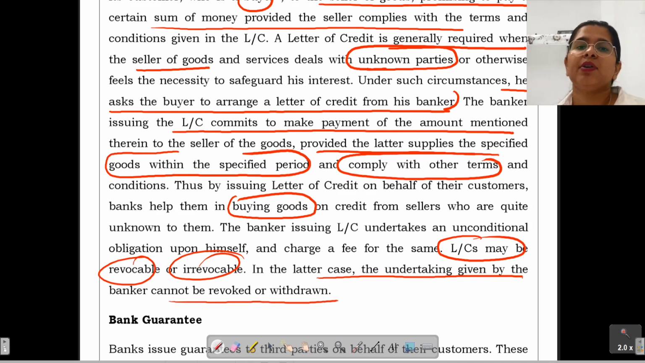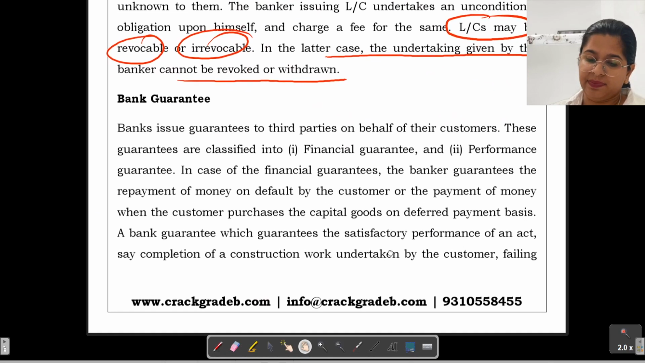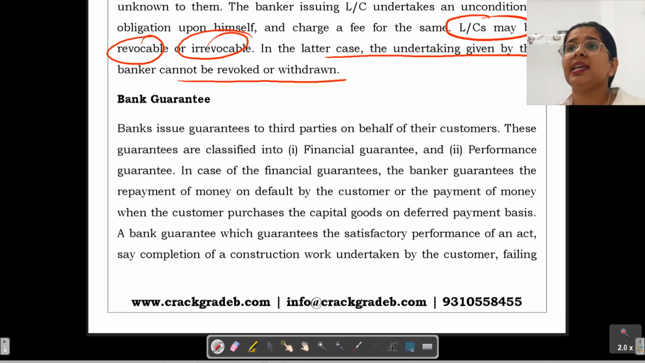ठीक है, ऐसा भी हो सकता है that the bank says that if such thing happens, right, in these cases of circumstances, we can withdraw our letter of credit, right? So that is one thing. Next, we have the bank guarantee. See, letter of credit is being issued between the seller and the buyer, but over here in the bank guarantee, the bank is issuing the guarantee to the third parties.